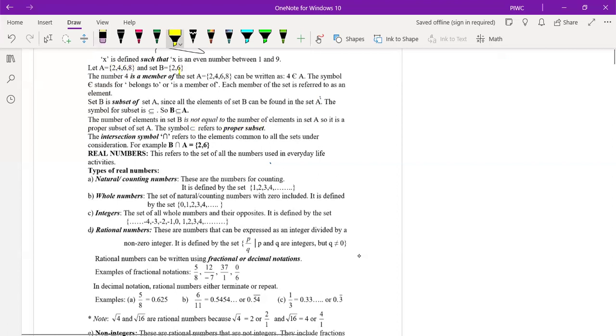And the intersection symbol is this, the inverted U. It refers to the elements common to all the sets under consideration. So if I take set A and B again, what do they have in common? You have 2 in common and they have 6 in common, right? So B intersection A is going to be the set 2 and 6, the elements that they have in common, 2 and 6. Okay.